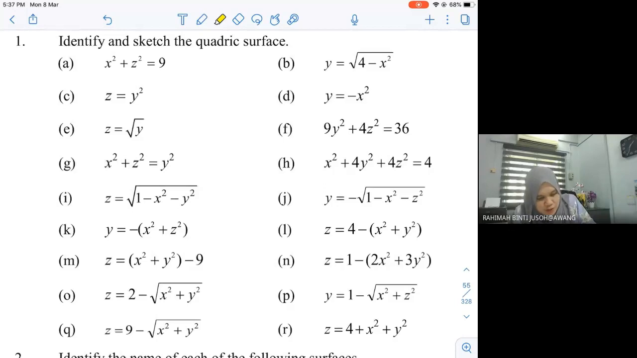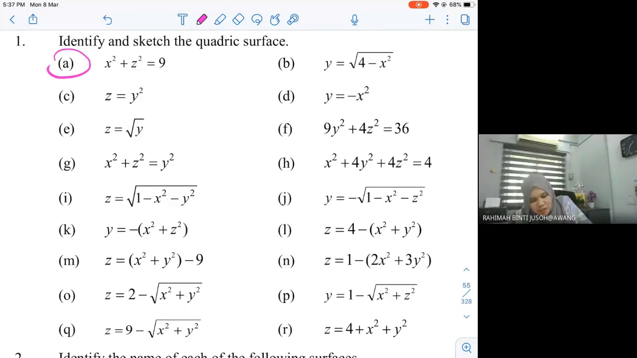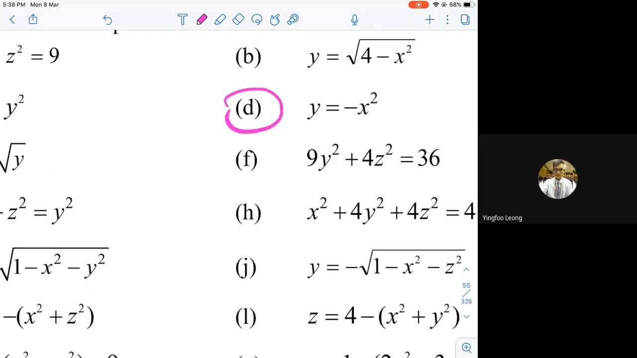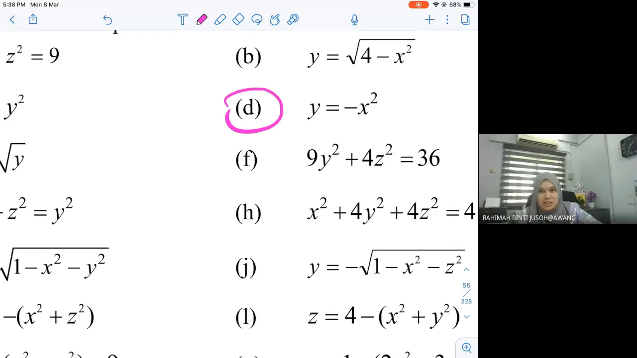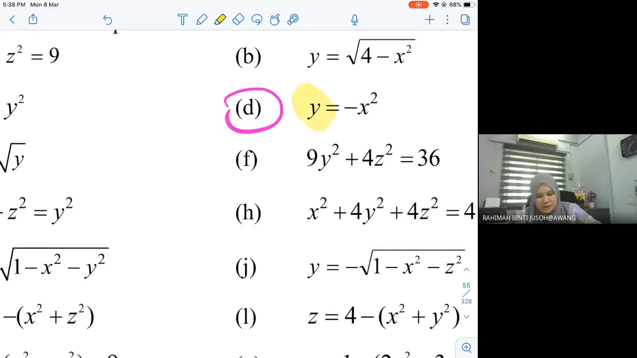Alright. Question A. What shape do we have here for question A? Bentuk apa ni? Cylinder. Cylinder, yes. Cylinder ni parallel sepanjang paksi apa? Z. Y. Okay, good. Yeah, Y. Okay. How about this? Question D. Bentuk apa ni? Y equals to negative X squared. Parabolic cylinder. Okay, well done. Sebelah mana parabolic cylinder ni? Kiri, kanan, atas, bawah? Kiri. Well done. Kiri. Sebab subjek dia adalah Y.